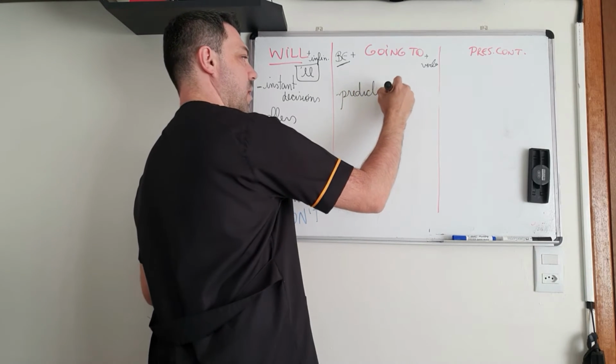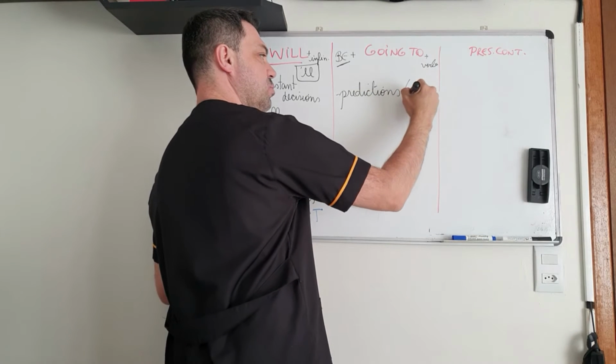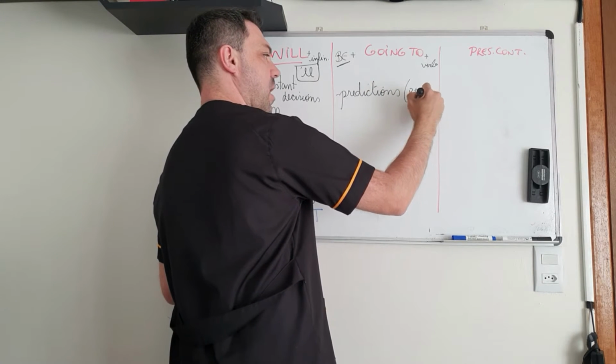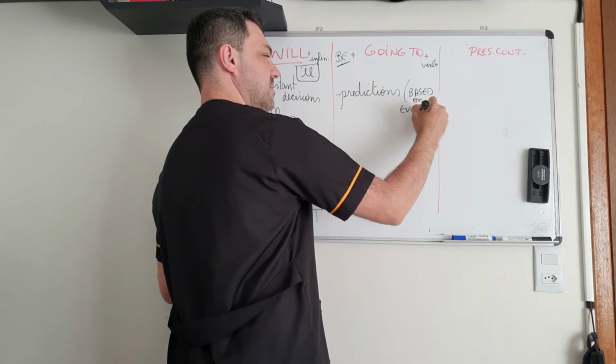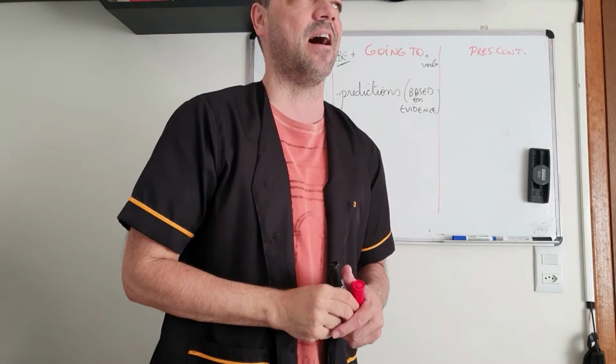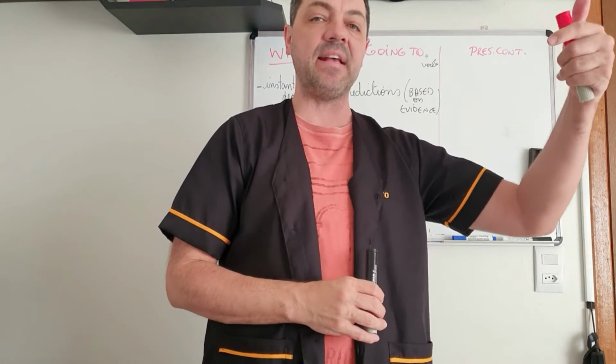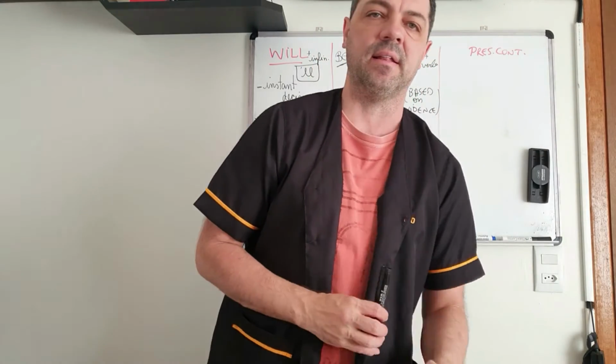Predictions. But what's the difference between this prediction and this? Because this one is based on evidence. Yeah? Look at the sky. It's dark. I think it's going to rain. This is my prediction based on something I see now.